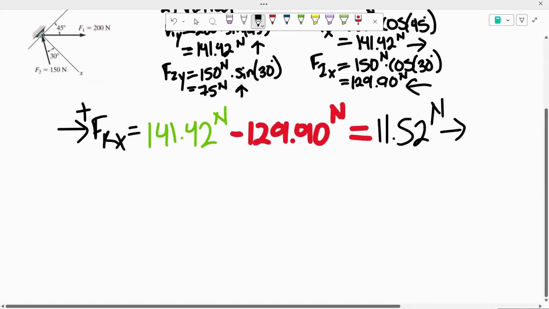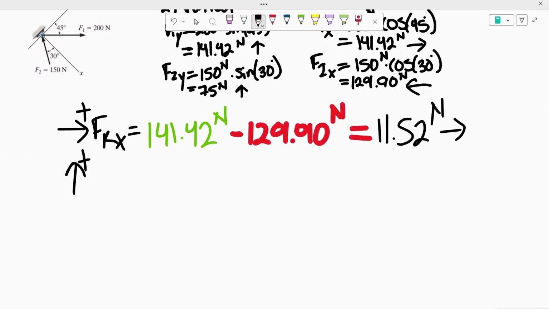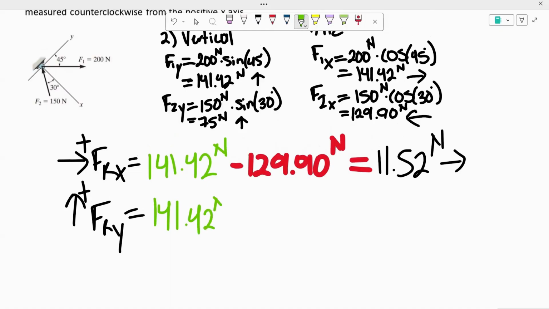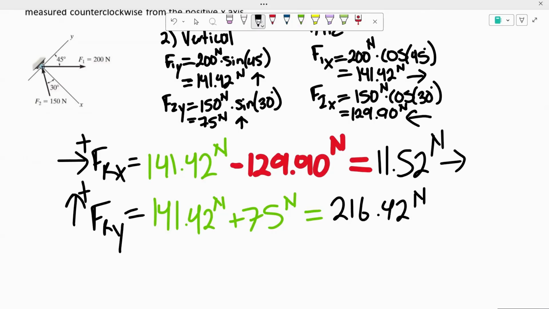From there, we're going to do the same thing for our vertical. We're going to assume that going upwards is positive. So F_R of y. From there, we have 141.42 newtons going upwards, so that's positive. And then once again, we have 75 newtons going upwards. So again, that's positive, so plus the 75 newtons. If you sum that up, that should give you 216.42 newtons going upwards.